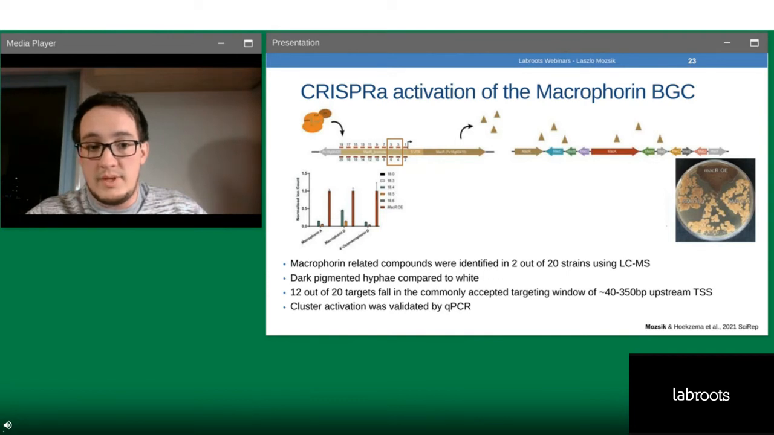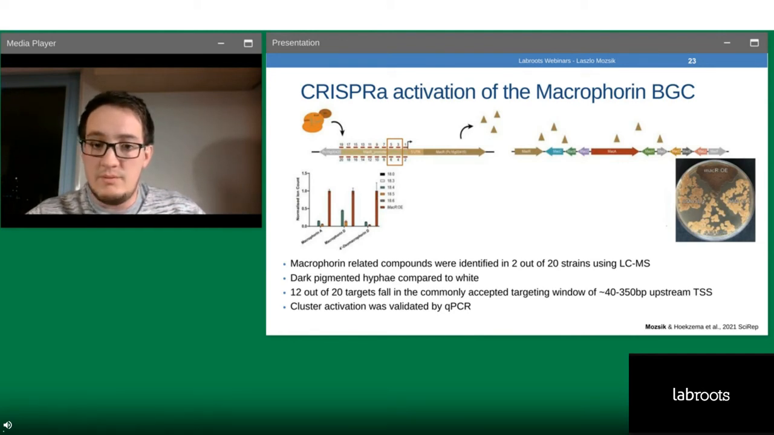12 out of 20 would fall into the commonly accepted targeting window of good targets for CRISPR activation. And unfortunately, only 2 of these single guide RNA spacers were able to activate the gene of interest through CRISPR activation.